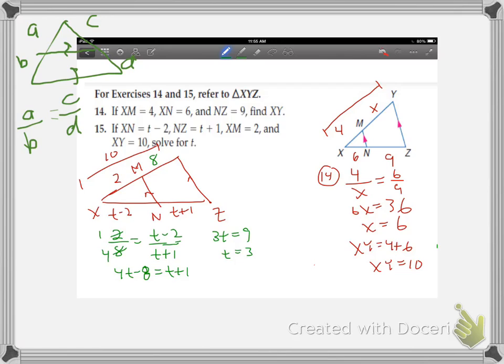So on number 14, you see down over to the right, I've marked the information from 14 on the right side of our picture. You would have 4 over x, those are 2 segments of one side, are in the same ratio as 6 over 9, the 2 parts of the other side of the original triangle. We get x equals 6, and we can get our answer that xy is 10. The same exact process is done on the next figure here. The 8 that I've written in green there comes from taking 10 minus 2 for the length of segment MY. So 2 over 8 is equal to t minus 2 over t plus 1. And again, we cross multiply and solve, and t is 3.